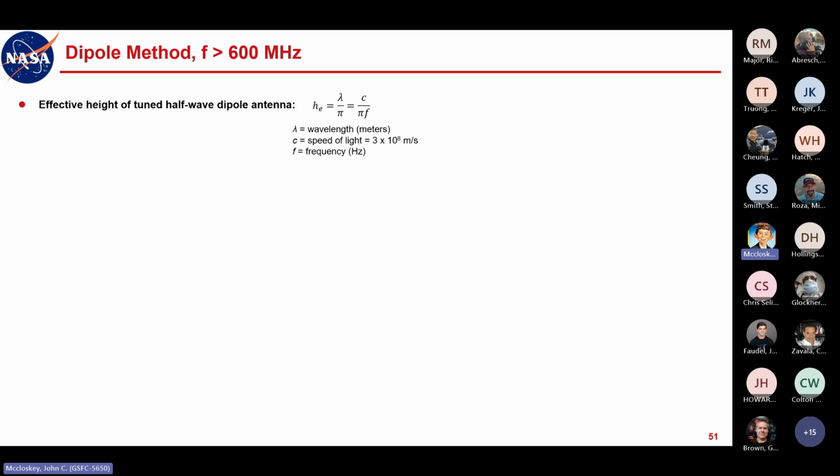And then the dipole method at higher frequencies, so above about 600 megahertz, the effective height, I went through this in the dipole session, the effective height of a tuned half-wave dipole, that's the best you're going to get, right? If you're actually exciting it at a half wavelength resonance, the effective height is going to be lambda over pi, or rewrite it as c, the speed of light, over pi times the frequency. Now, note that this decreases with frequency. So at higher frequencies, the coupling gets less efficient, and that works to your advantage.